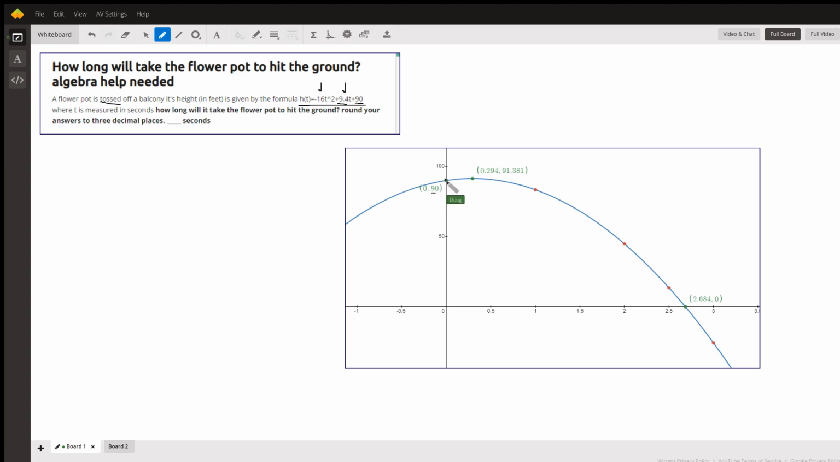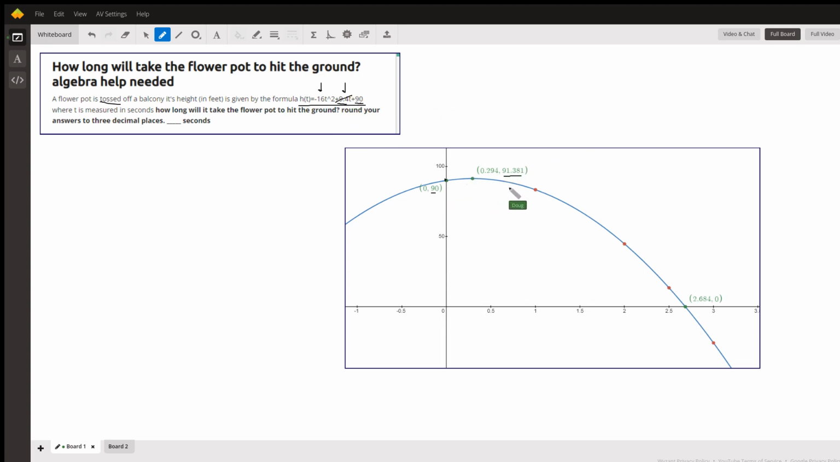And the fact that it went up a little bit to get to 91 feet as its highest means that the initial velocity was upward. There was an initial velocity. The object was not just dropped. If the object was just dropped, this middle term would be a 0.